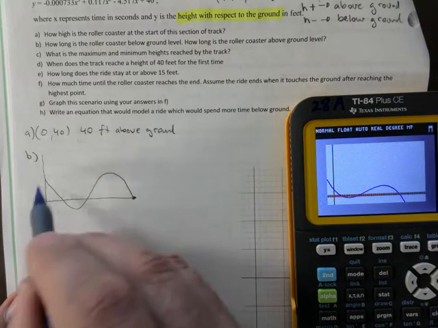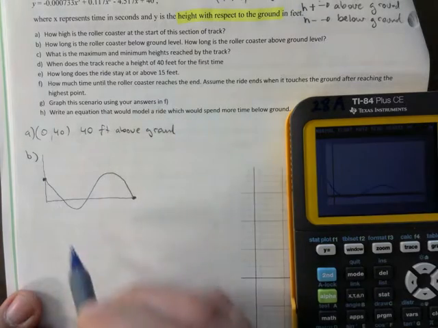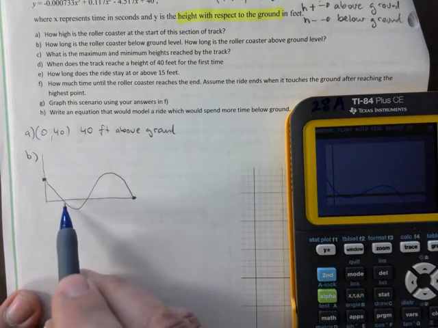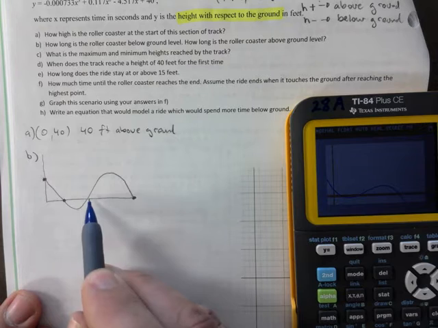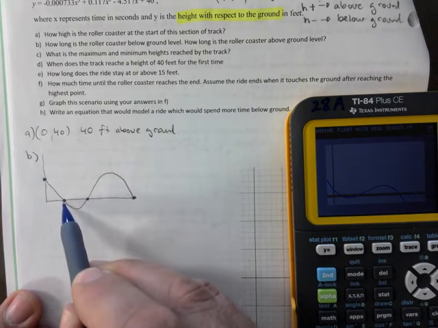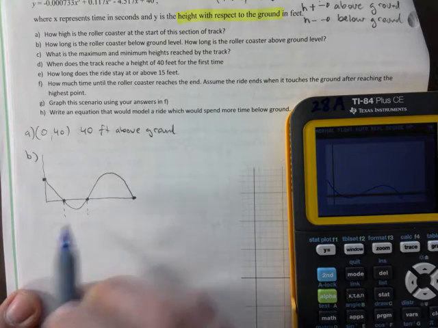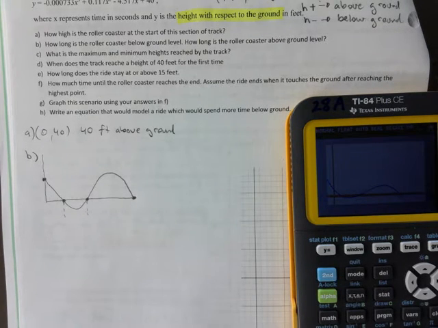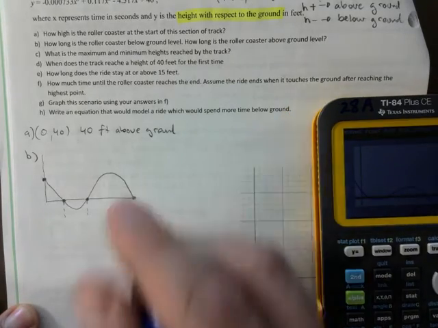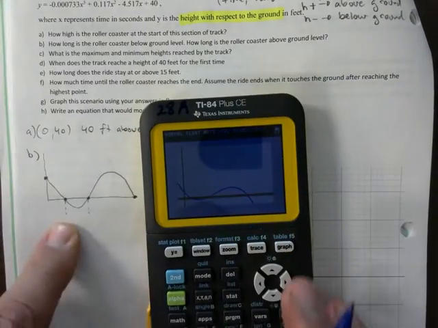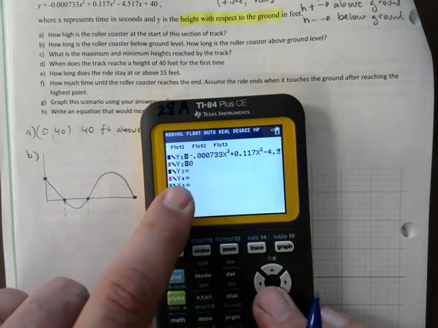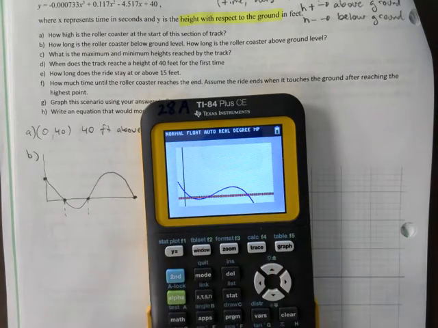Okay. So I know that from here to here, if I find the difference between the 2 times, that will tell me the time below ground. Okay, so let's go ahead and find those values first. So I make y2 equal to 0 in this case because that's my ground level.